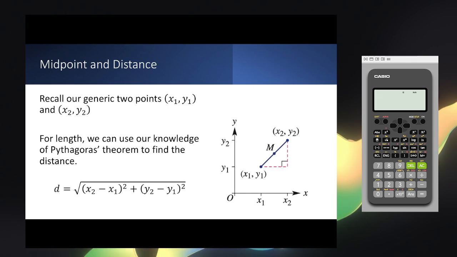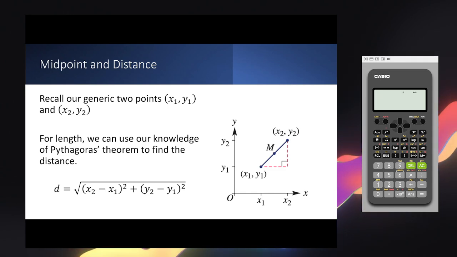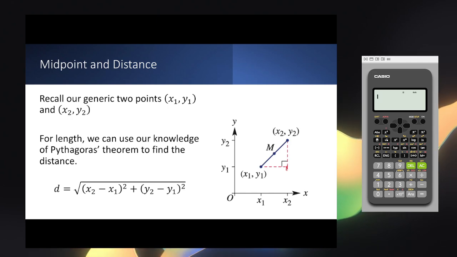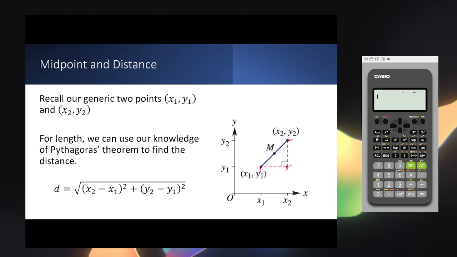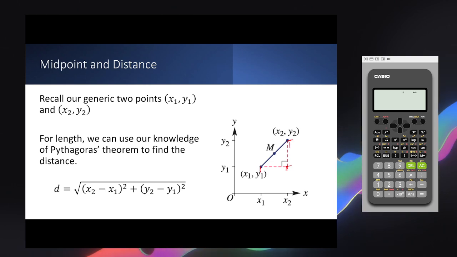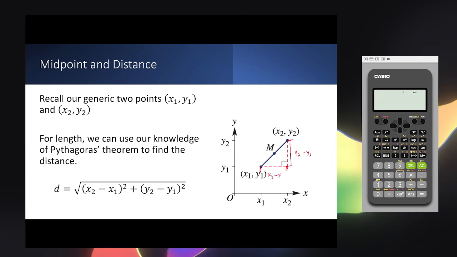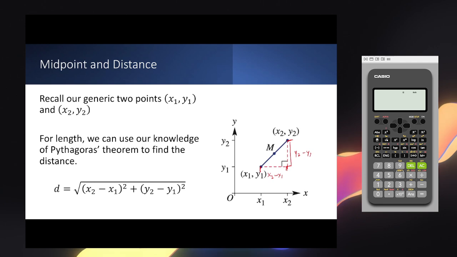In other words, in more plain English, it's just the difference between the x values squared plus the difference between the y values squared, because we're making this right-angled triangle. As long as I know the distance between my x values and the distance between my y values, I should be able to work out what that length is and then use Pythagoras to find it. So this length down here is our y2 minus y1. This length across here is our x2 minus x1. So whatever the x value is, you take one, you subtract it from the other.